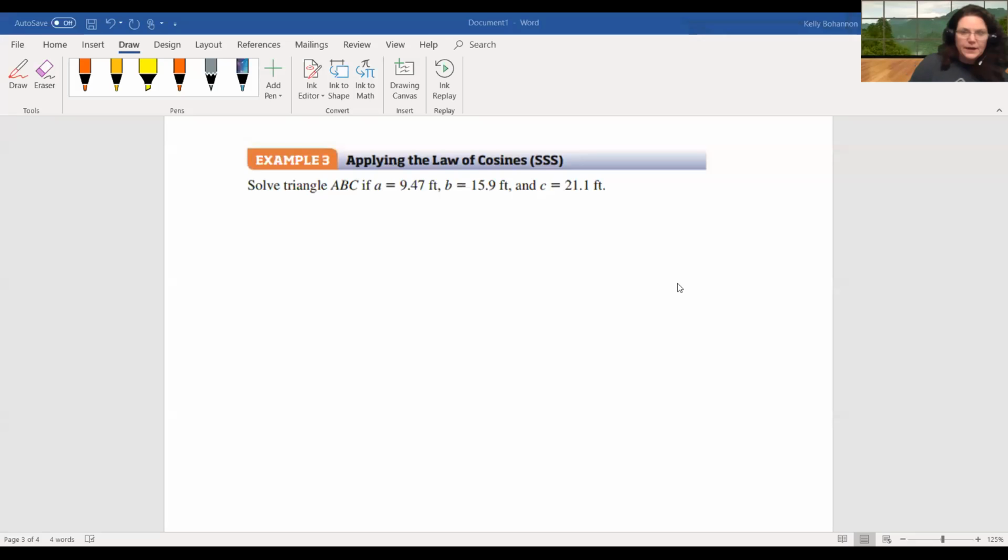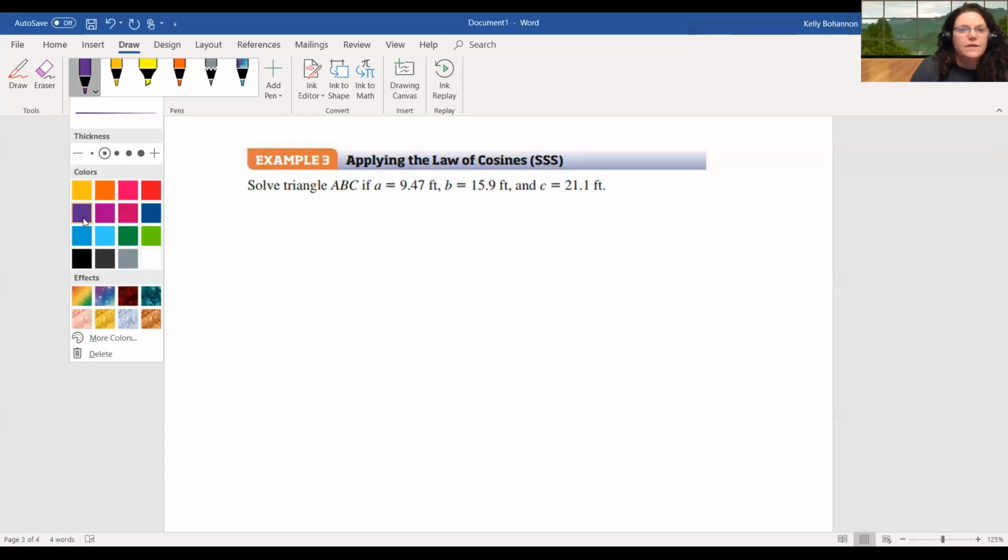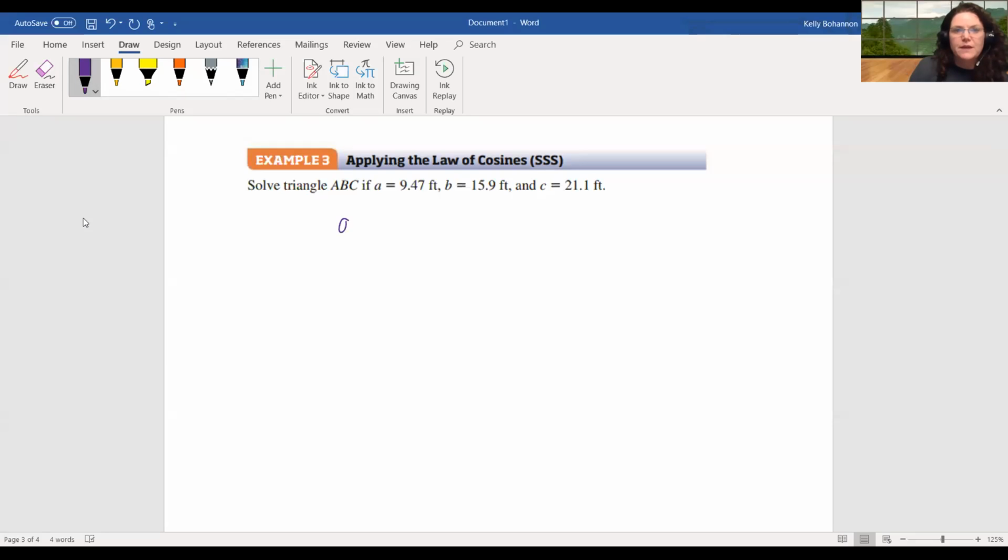Okay, example 3 from 7.3, applying the law of cosines again. So now I have A, B, and C sides. So this is a side, side, side situation, and I don't have an angle. This is the only time that the law of cosines I think can be just a little bit tricky, so just be careful. In this case, it doesn't really matter which one you use, so it makes sense to me to just use the one that starts with A.